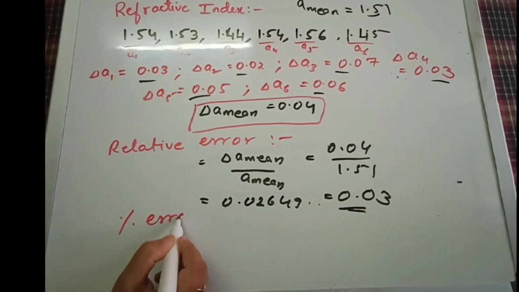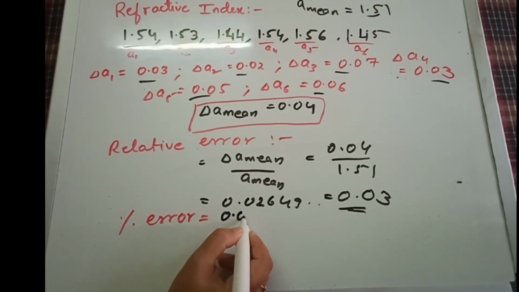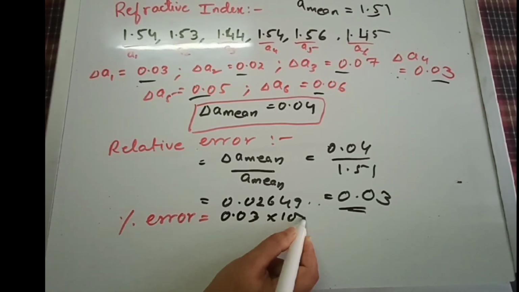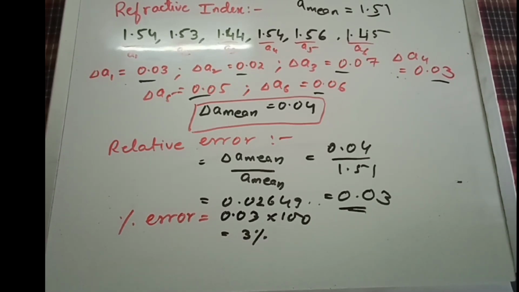Now coming to the percentage error. Percentage error is nothing but relative error multiplied by 100. So 0.03 multiplied by 100, which is 3%. So 3% is the percentage error.